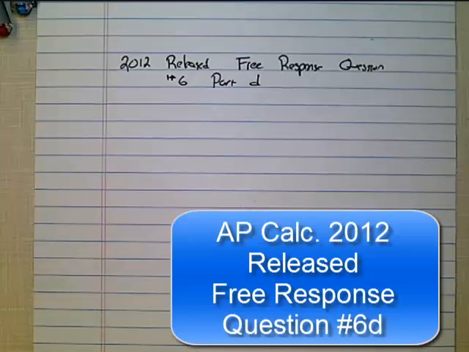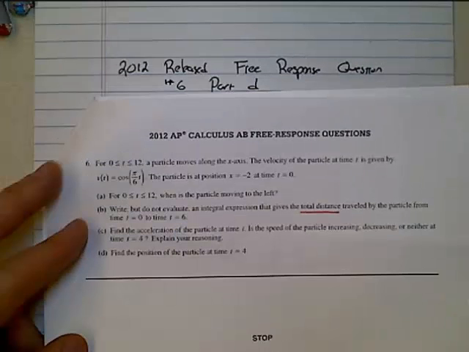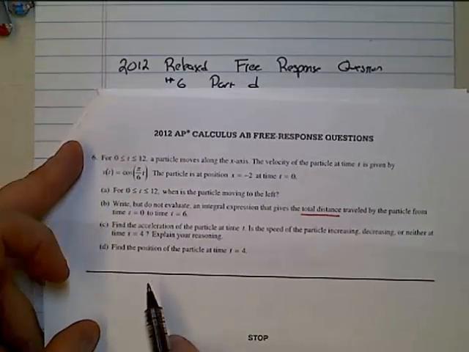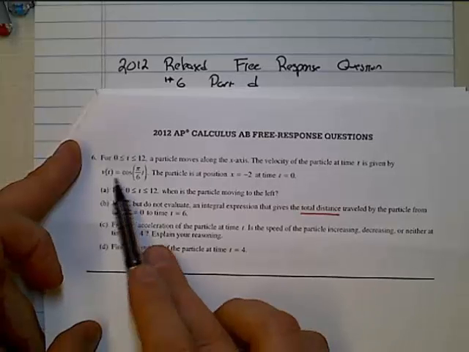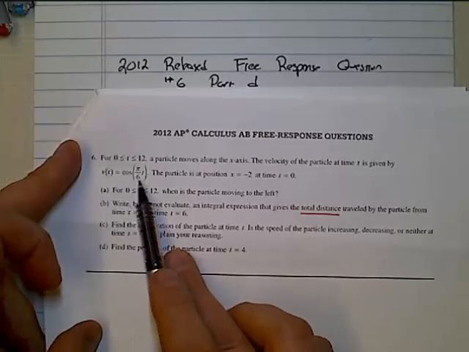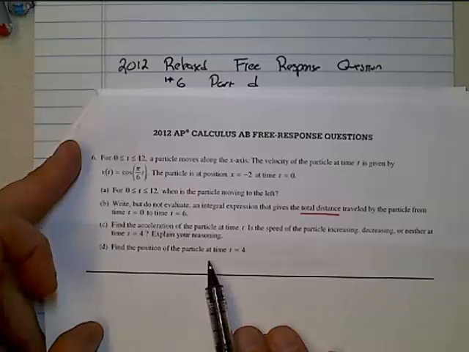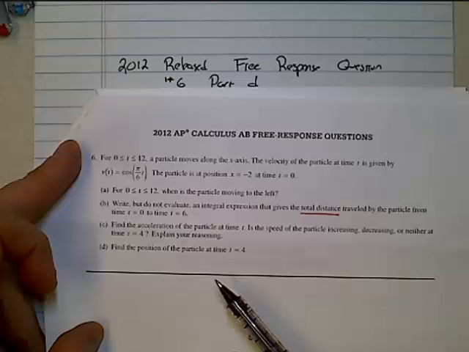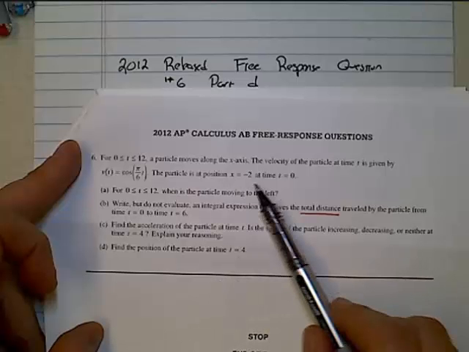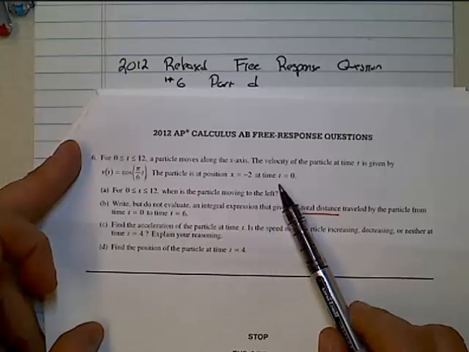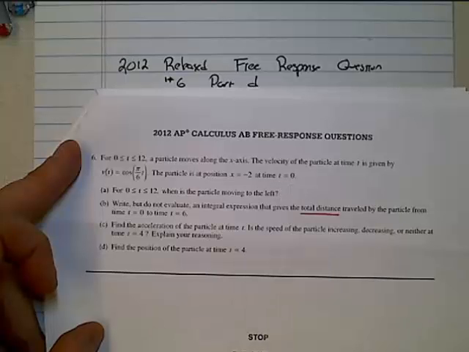All right, we're doing the 2012 released free response question number 6, part D from the Calculus AB exam. Part D, we've been working with this velocity function, v of t equals cosine of pi over 6 t. Part D asks us to find the position. So if we find the position, we need to integrate. And when we're integrating, we're going to need an initial condition. So they gave us this initial condition, x equals -2 at t equals 0.